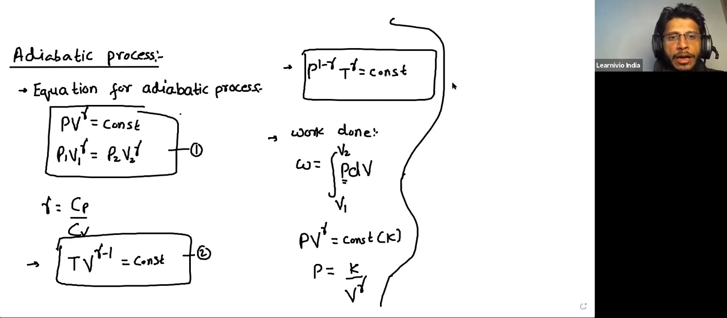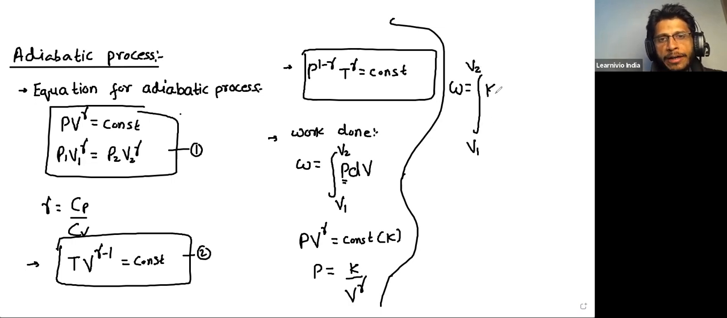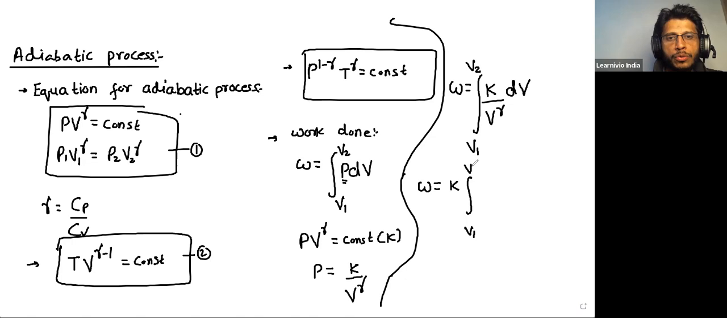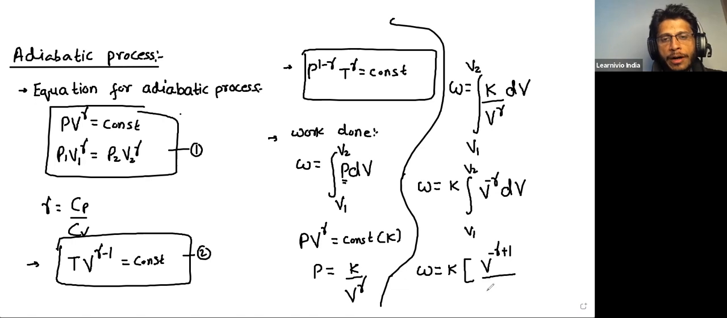When I do the substitution, work done is the integral from V1 to V2 of P, which I can write as K by V to the power gamma, multiplied by dV. Now we can take K outside. We are left with the integral from V1 to V2 of V to the power minus gamma dV. If I integrate this, it comes out to be K times V to the power minus gamma plus 1 divided by minus gamma plus 1, with the limit from V1 to V2.